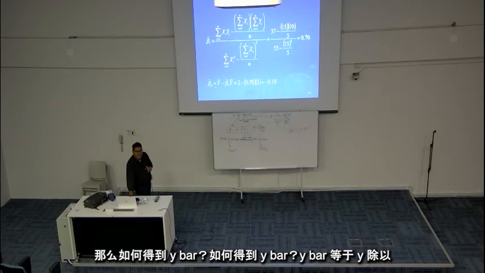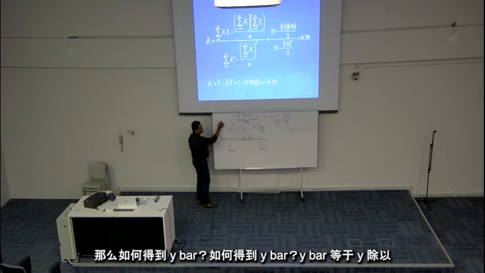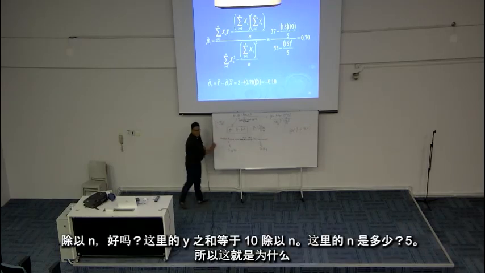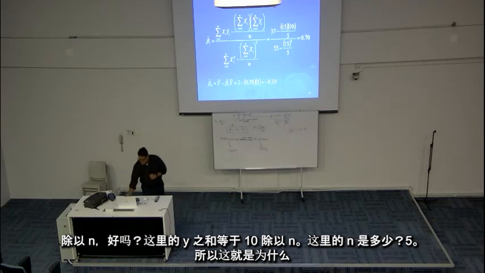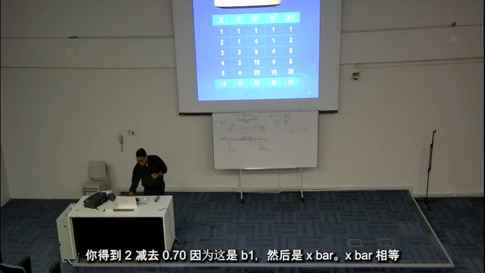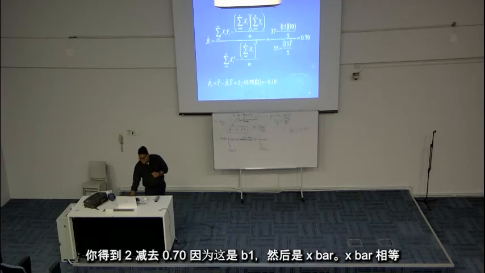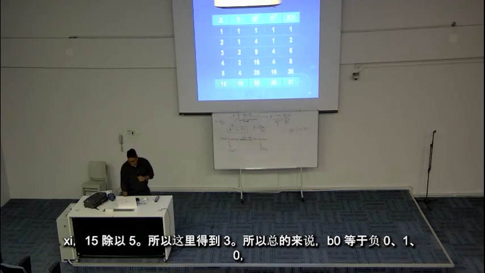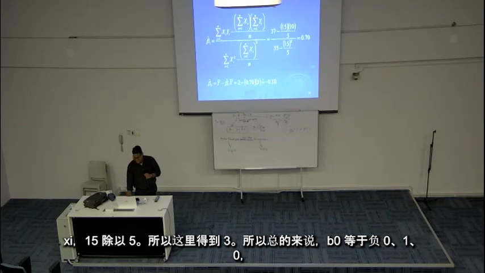So B0 is equal to Y bar. How to get the Y bar? Y bar is equal to the summation of Y divided by N. The summation of Y here is 10, divided by N. What is N here? 5. So you get 2. Minus 0.70, because this one is B1, times X bar. X bar is equal to the summation of xi, 15, divided by 5, so you get 3 here. So altogether B0 is equal to negative 1.10.